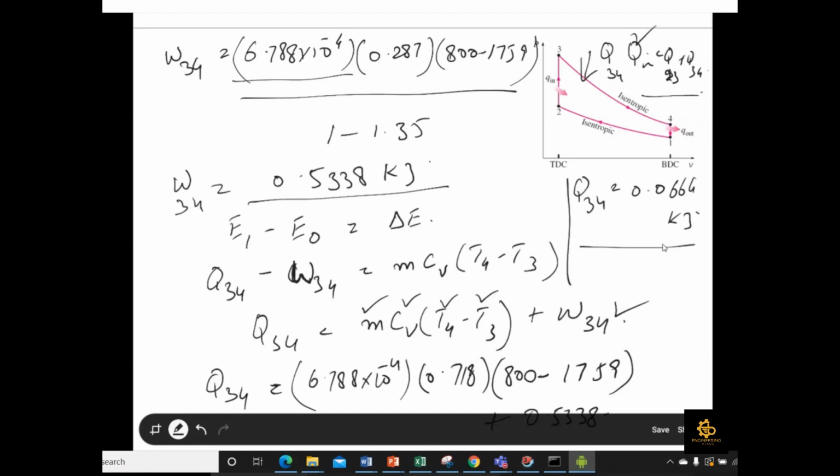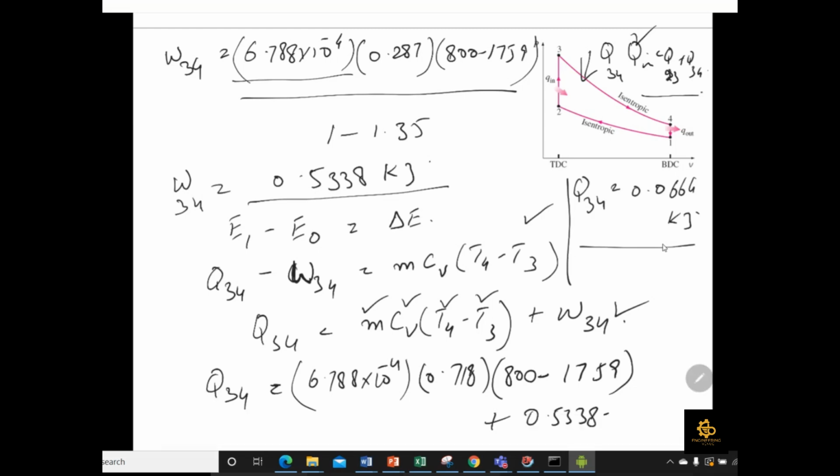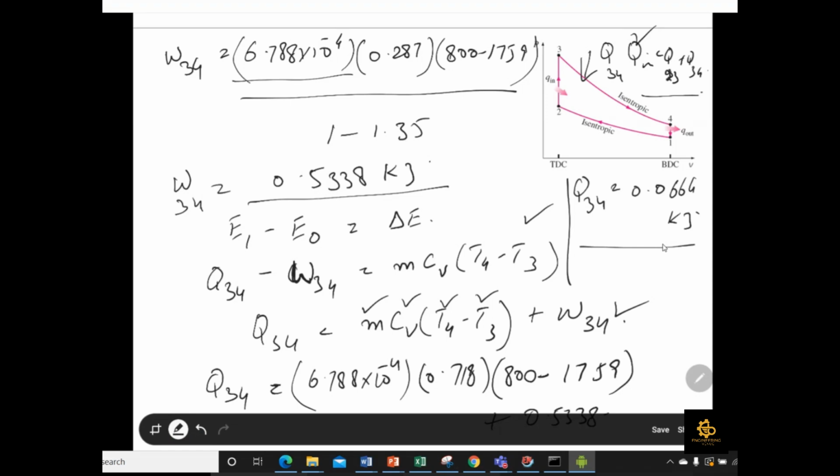Now we will move towards part number B, which is to find the total Q in. And we already found the temperature at 3, so we also have to find the pressure at 3 as well, because we have to find the maximum pressure and temperature.